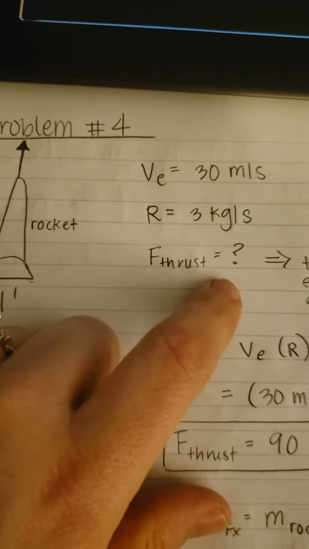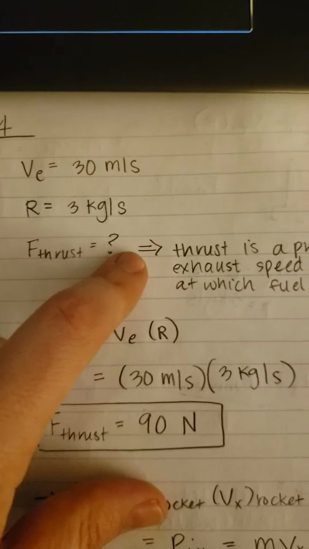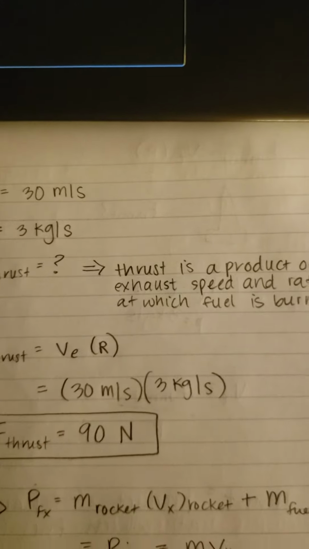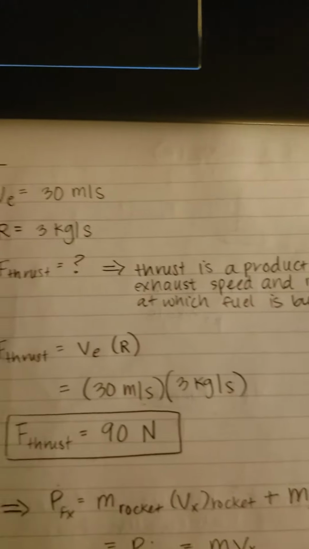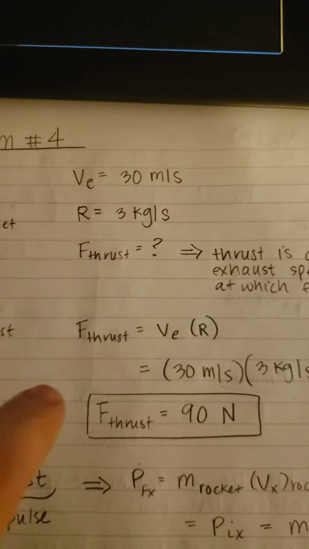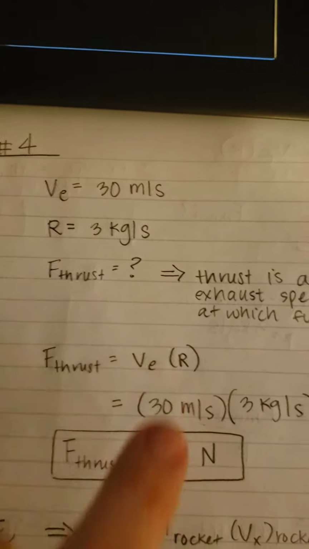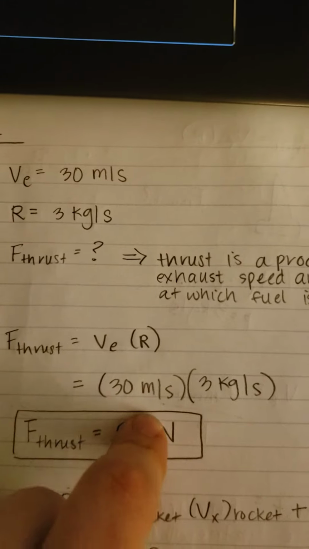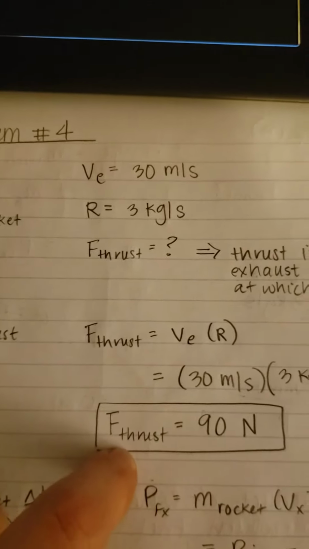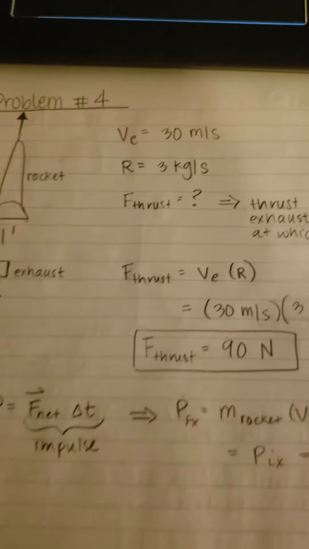So we know thrust is a force, and thrust is a product of the exhaust speed and the rate at which fuel is burned, which are both of the variables we've been given. So we just have to multiply those two, 30 meters per second times 3 kilograms per second, and we know that our thrust from that rocket is 90 newtons.